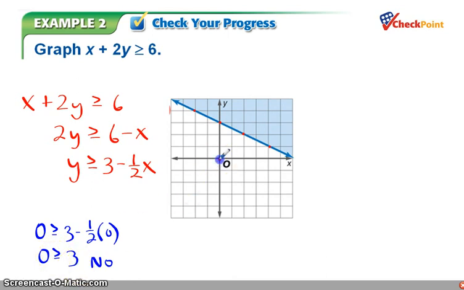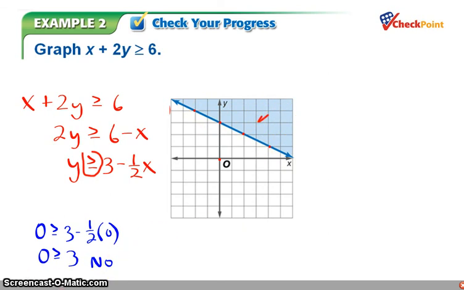So we're testing this point right here. Is 0 greater than or equal to 3? No. So since that's false, 0, 0 is not part of your solution set. It's not going to be in this half plane. So your answer is, again, it's greater than, so anything above that line is going to be shaded.